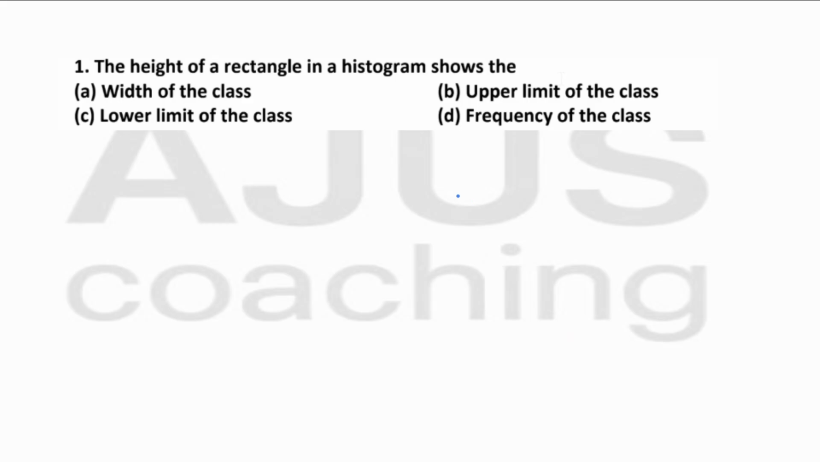Now this is the second phase of problem solving, where we will solve the problem. The height of a rectangle in a histogram shows the... So you know what a histogram is, right? In the histogram, what is asked is the height of the histogram. As we know, the height of the histogram is marked on the y-axis, which is nothing but the frequency. It is the frequency of each of the classes. So the correct answer is D.